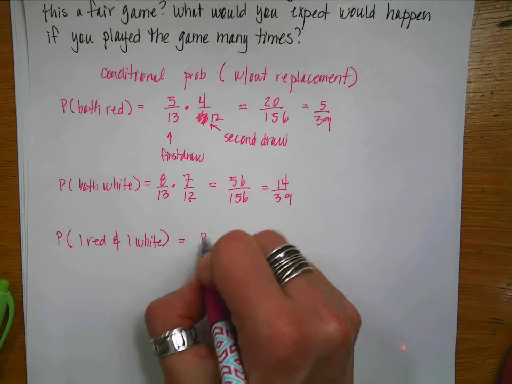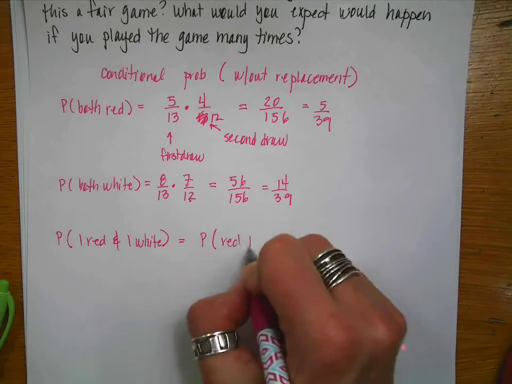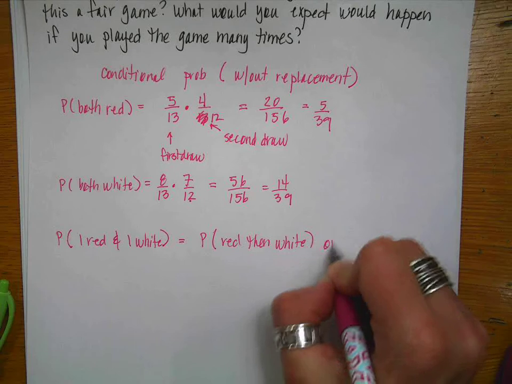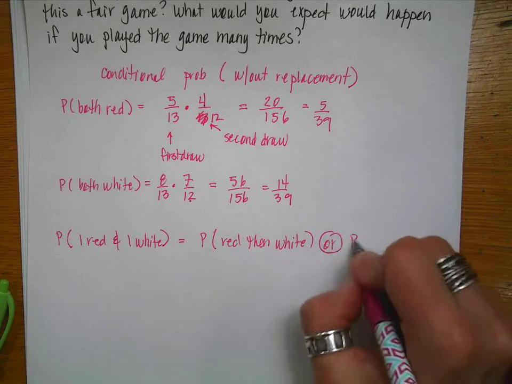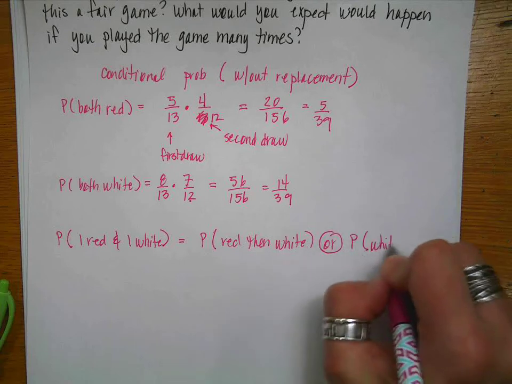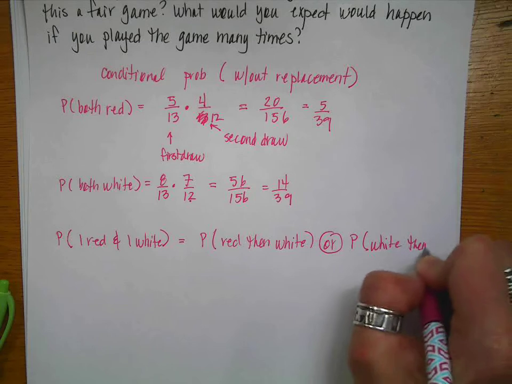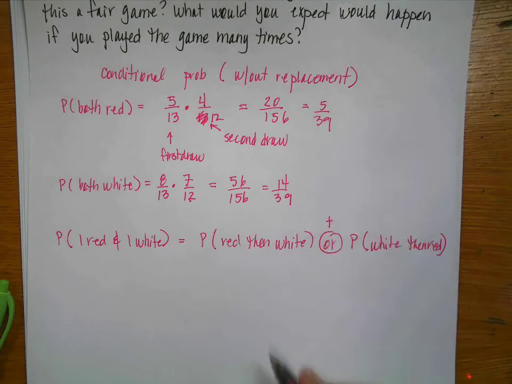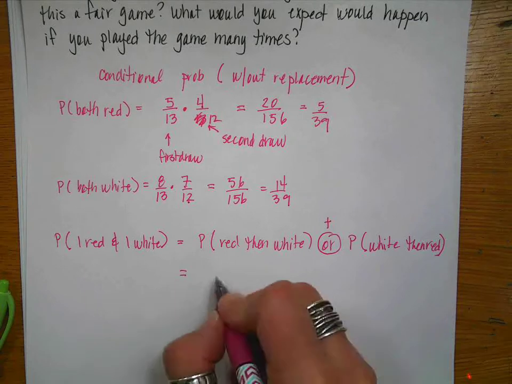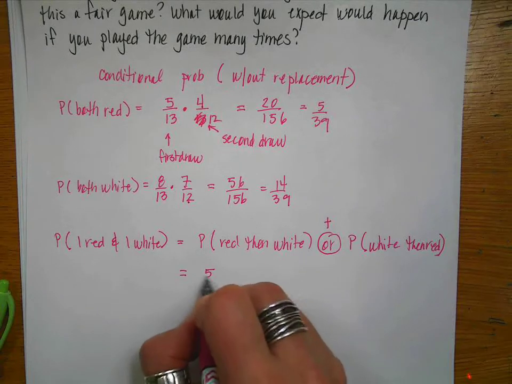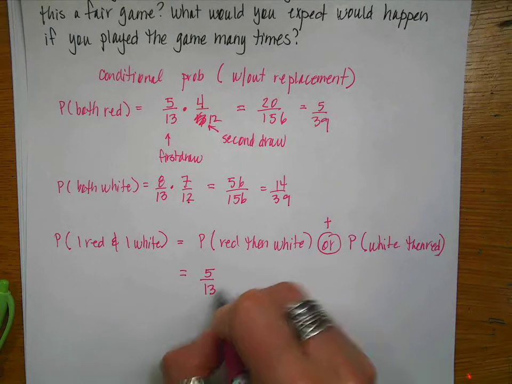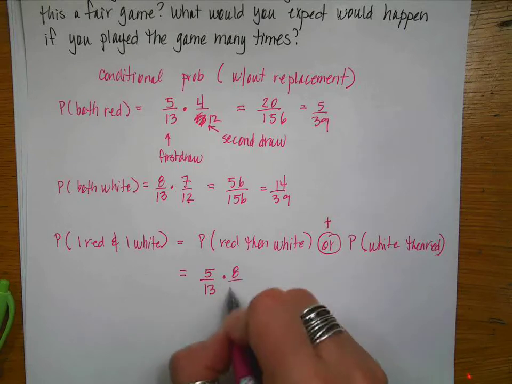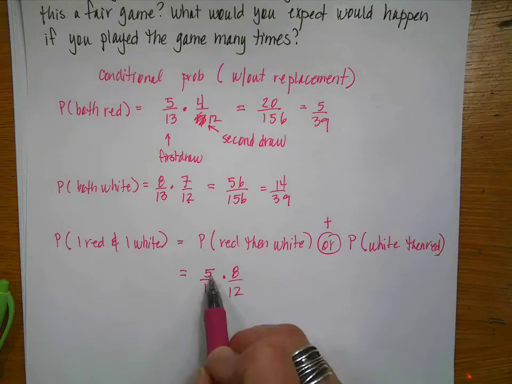Well, I can do that a couple of different ways. I could do it by getting a red, then a white, or, this is going to be a key piece, the probability of white, then red, okay? Remember, or means that we add. So if I write this math out, it's going to be the probability of 5 out of 13, and then the probability that there are 8 out of 12.